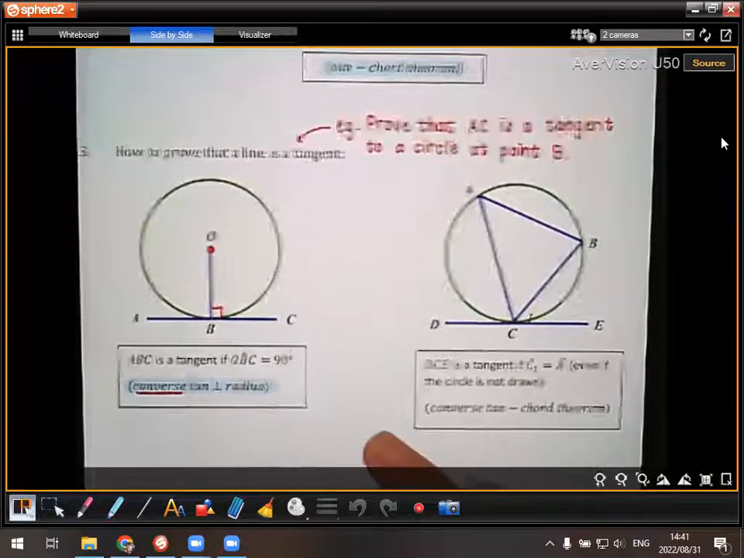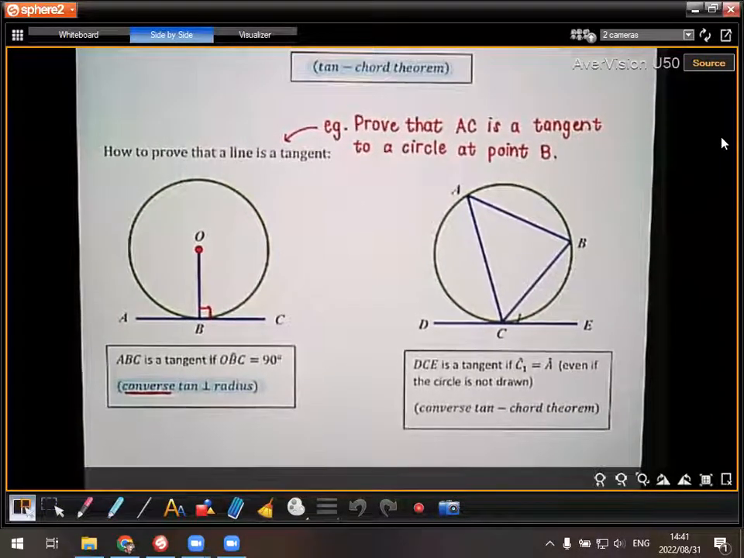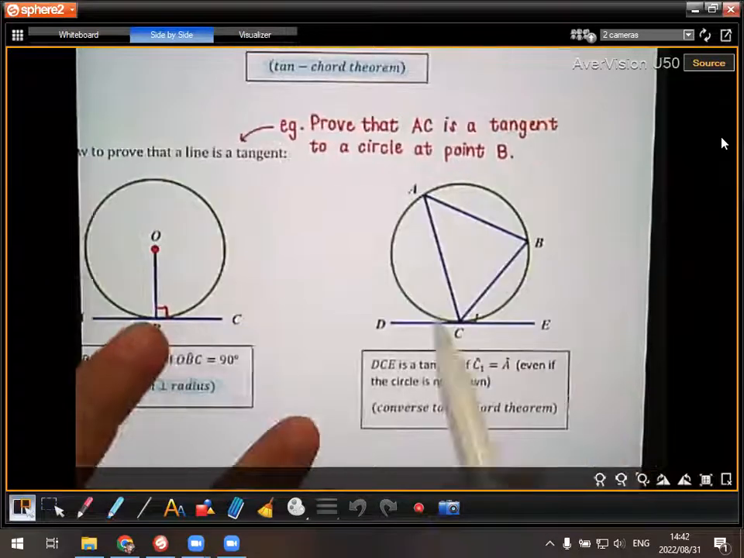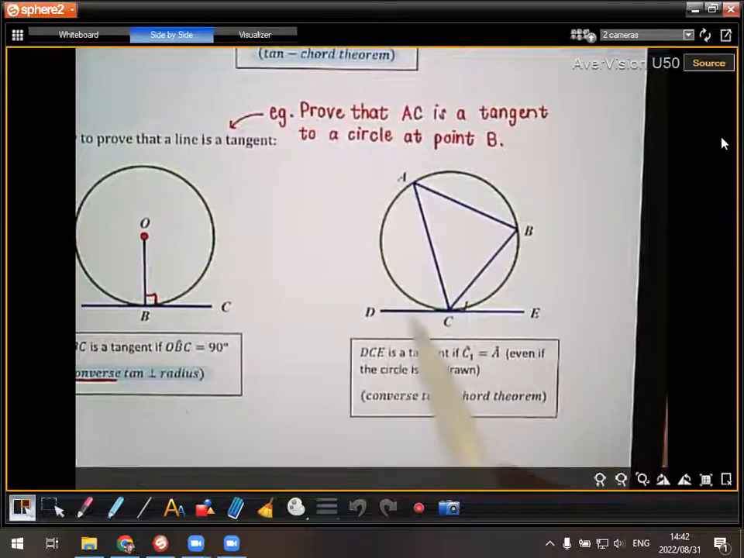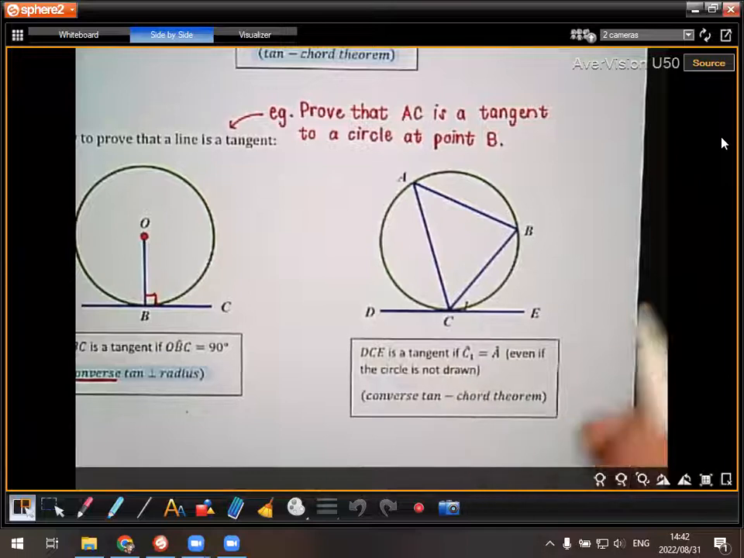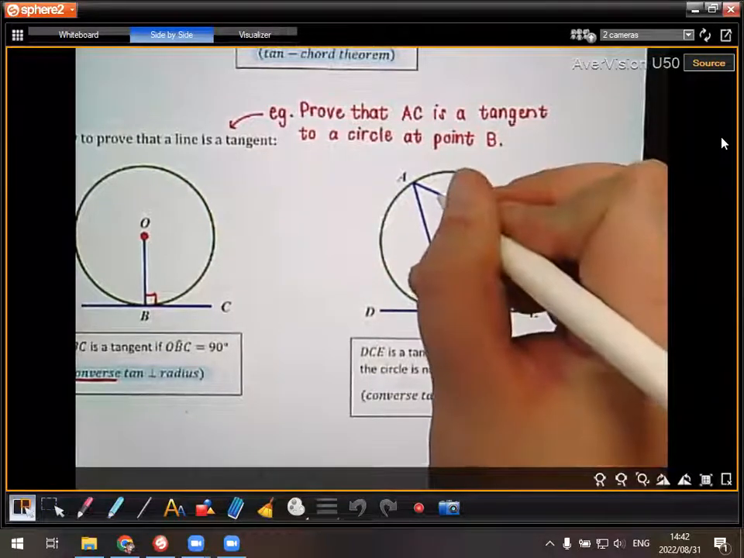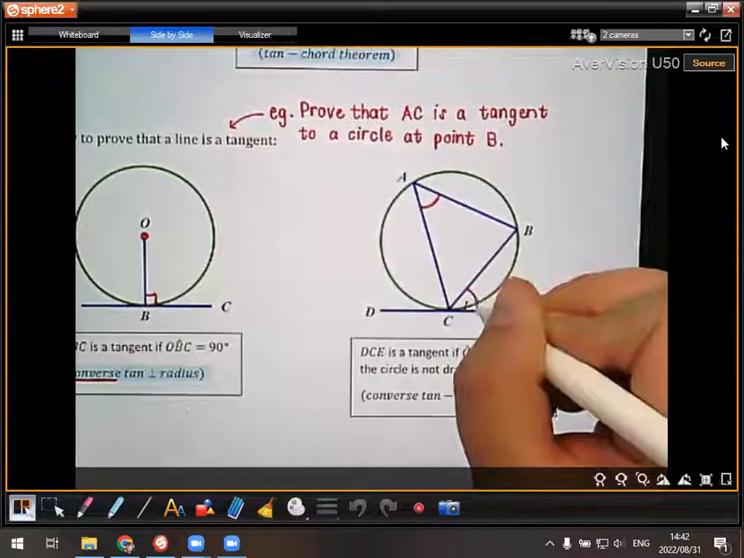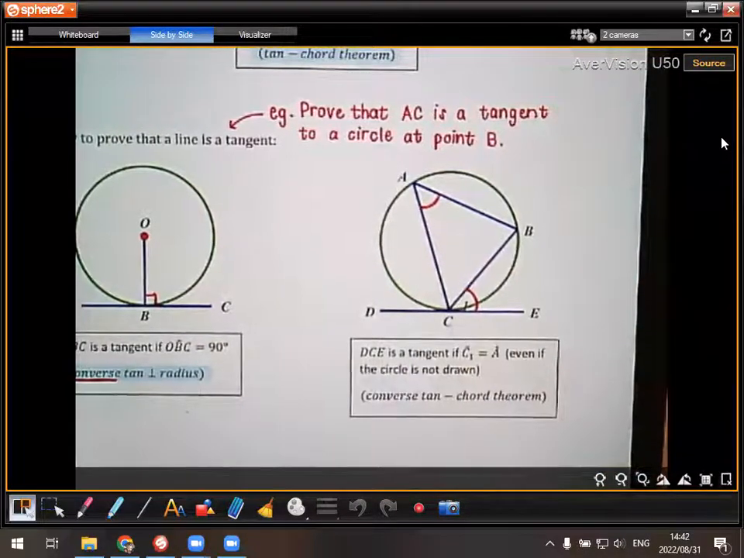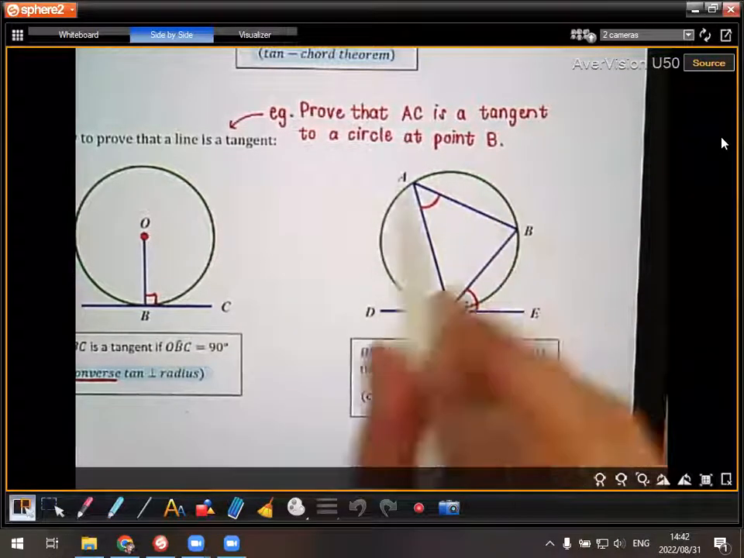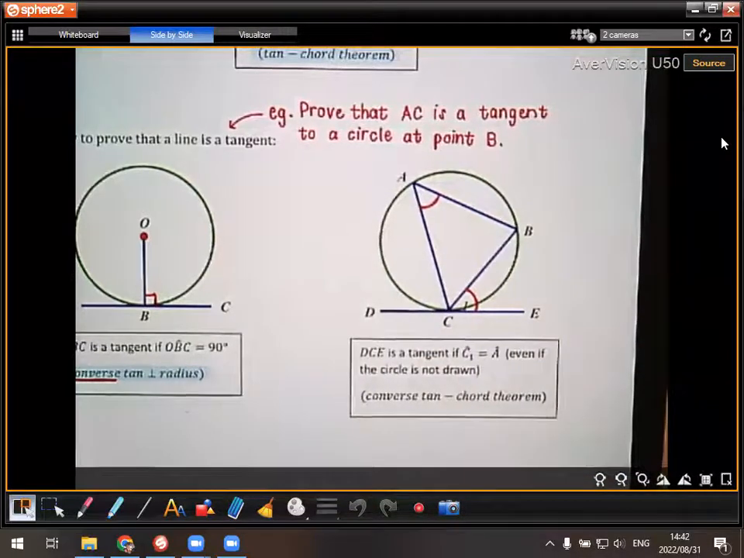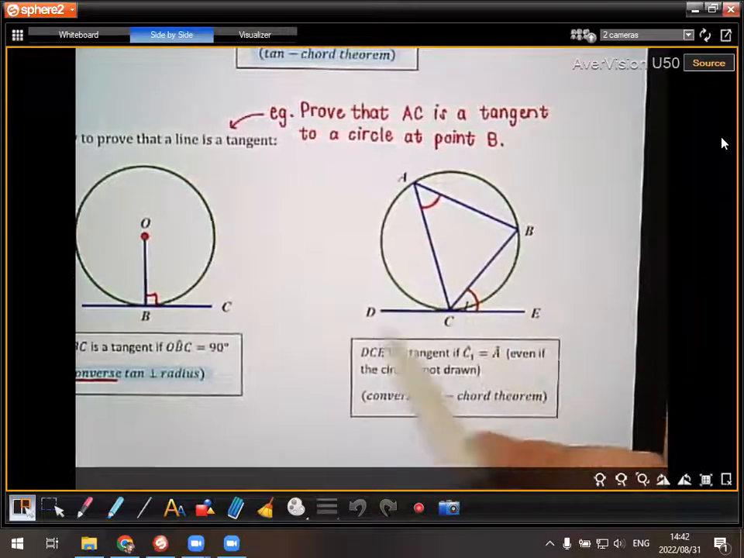The other one is we need to show that the tan-chord theorem works. Right? Because guys, the only way for the tan-chord theorem to work is if it is a tangent and it is a chord to a circle. Okay? So here I wrote that DCE, this line, is a tangent if C1 is equal to A. So if we somehow can prove that these two angles are equal, right, and that circle is not drawn, that's the important thing that you must realize here. The circle is drawn in a picture, yes, but in a question it won't be drawn. So it will just be this triangle shape and this line.